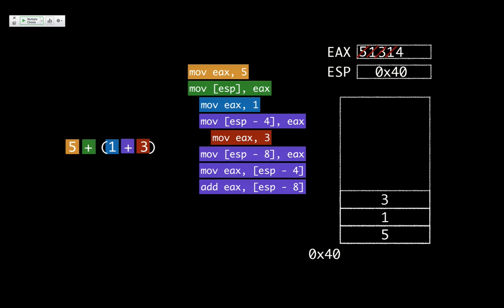So next, we're done processing that nested addition. So we're going to go back out, and now we're going to store that right-hand side result, right? That right-hand side result we just computed, which is in EAX. We're going to store that on the stack as well. Okay. I'm overwriting part of the stack here. Why is that okay?